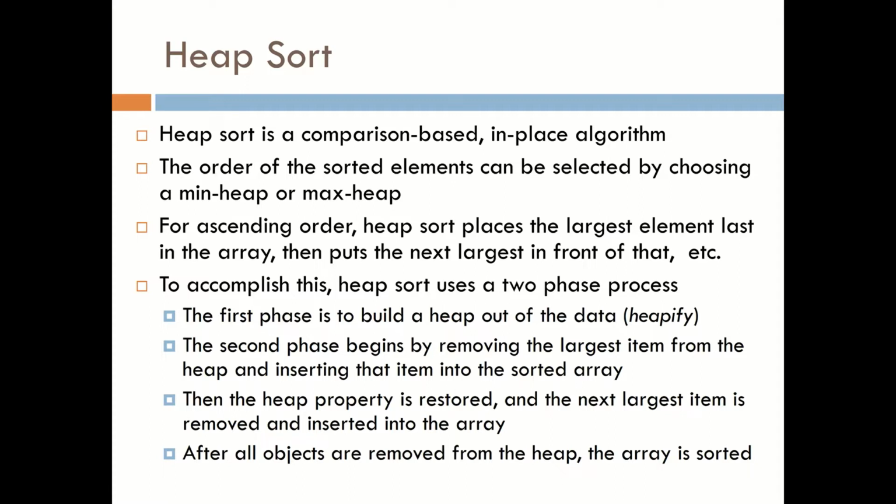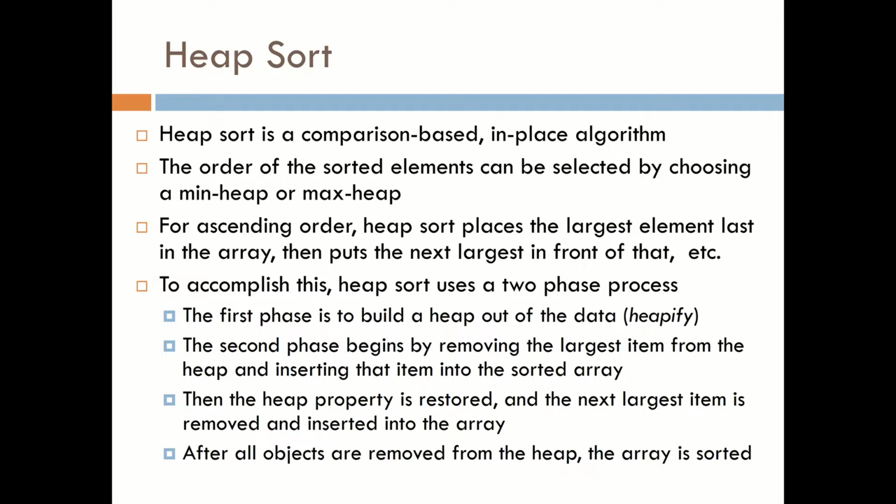For an ascending order sort, we will use a max heap and we will remove the largest element from the heap and place it as the last element in the array, and then we will restore the heap order property in the heap and then rinse and repeat by placing the next largest item in front of the item we just placed, etc., until we have a sorted array.